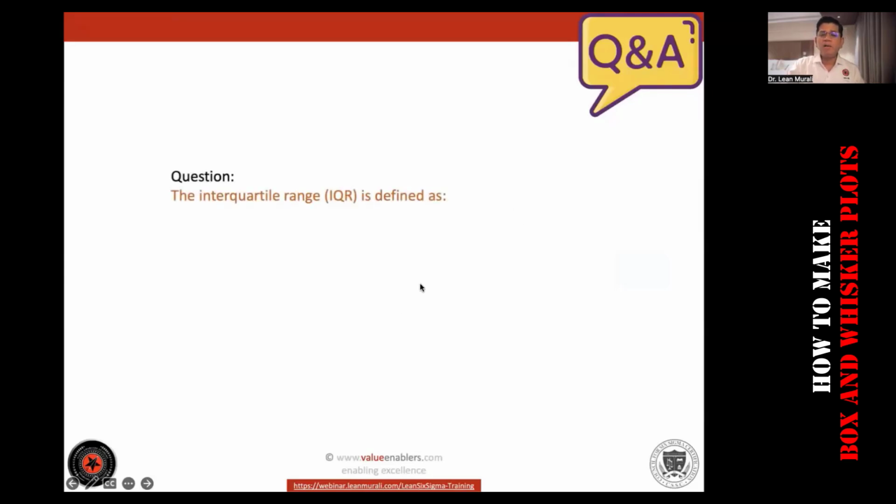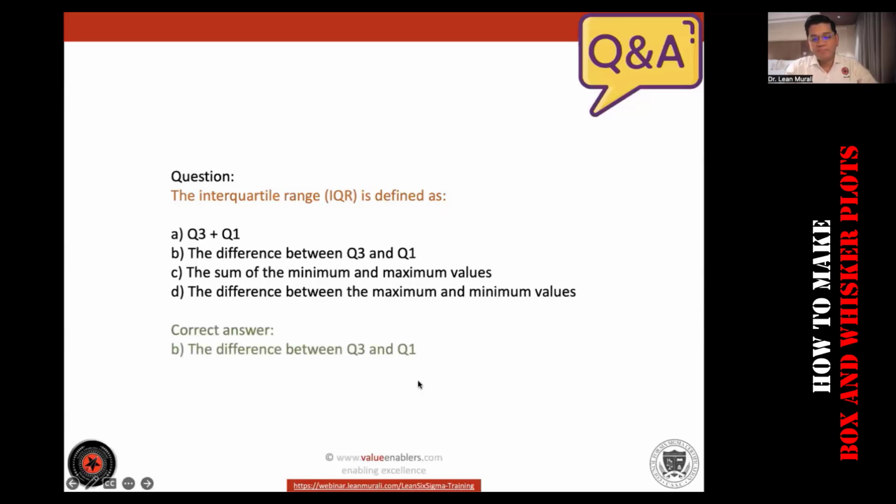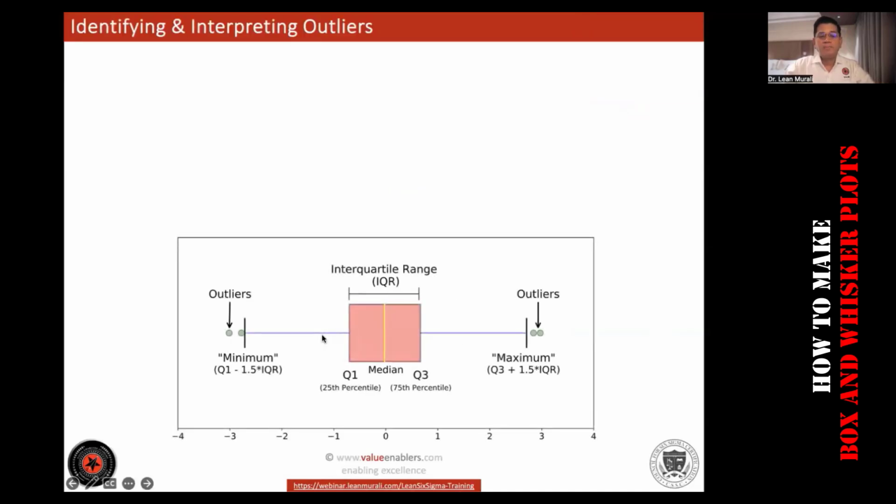The interquartile range is defined as: Q3 plus Q1, the difference between Q3 and Q1, the sum of minimum and maximum values, or the difference between maximum and minimum. Easy answer, right? So many times we have revised this. All right, Q3 minus Q1 is the right answer. Now I'm showing the same graph again.